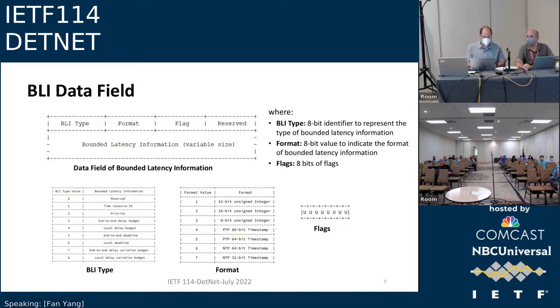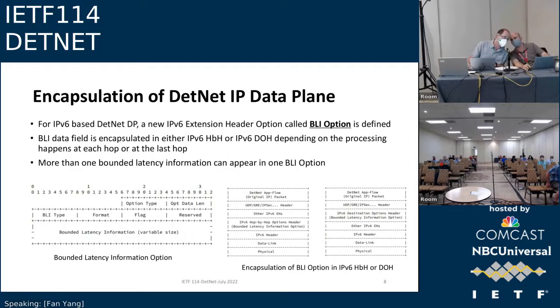Bounded latency information carries the actual information used in the data plane. For the IPv6-based DetNet data plane, we define a new IPv6 extension header option called the BRI option. This BRI option can be encapsulated in either the IPv6 hop-by-hop or the destination options extension header, depending on the processing behavior. And there could be more than one bounded latency information appearing in one BRI option.